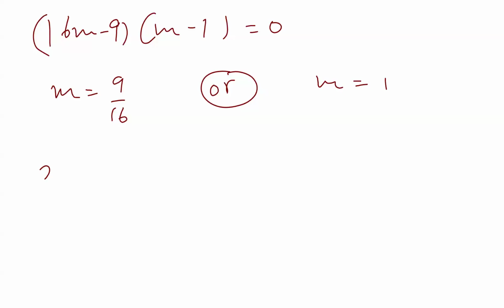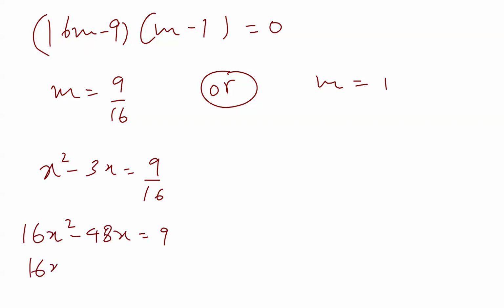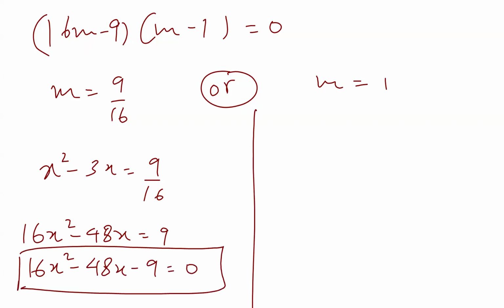Now m in this problem is x square minus 3x. So 16x square minus 48x is equal to 9, that is 16x square minus 48x minus 9 equal to 0. Now you need to solve using formula method. This part you solve using formula method, which is for self study.